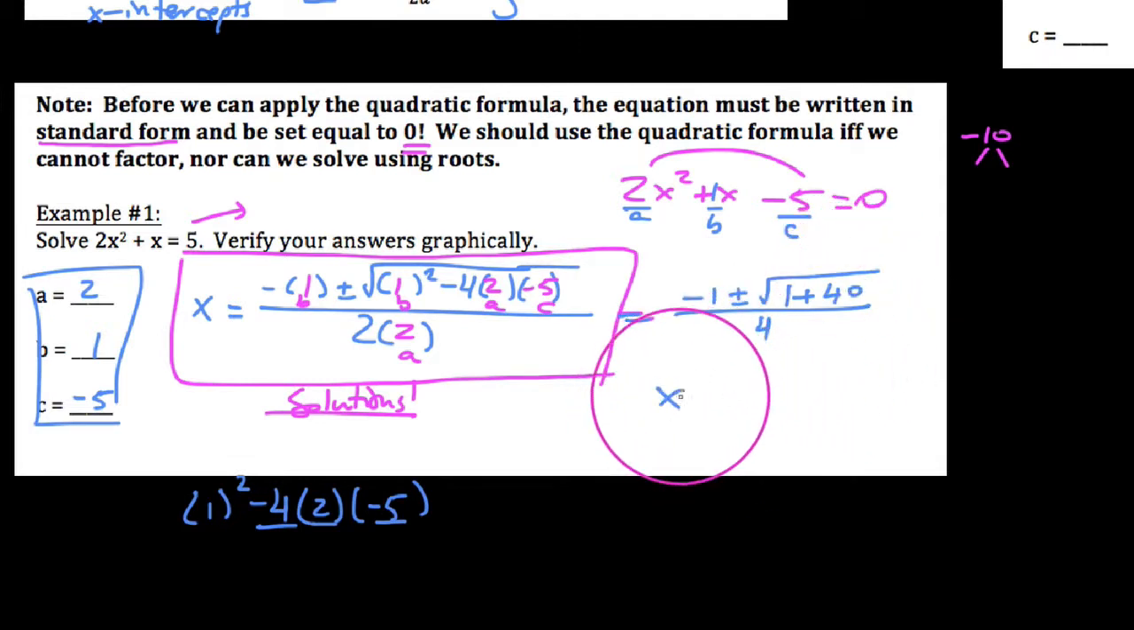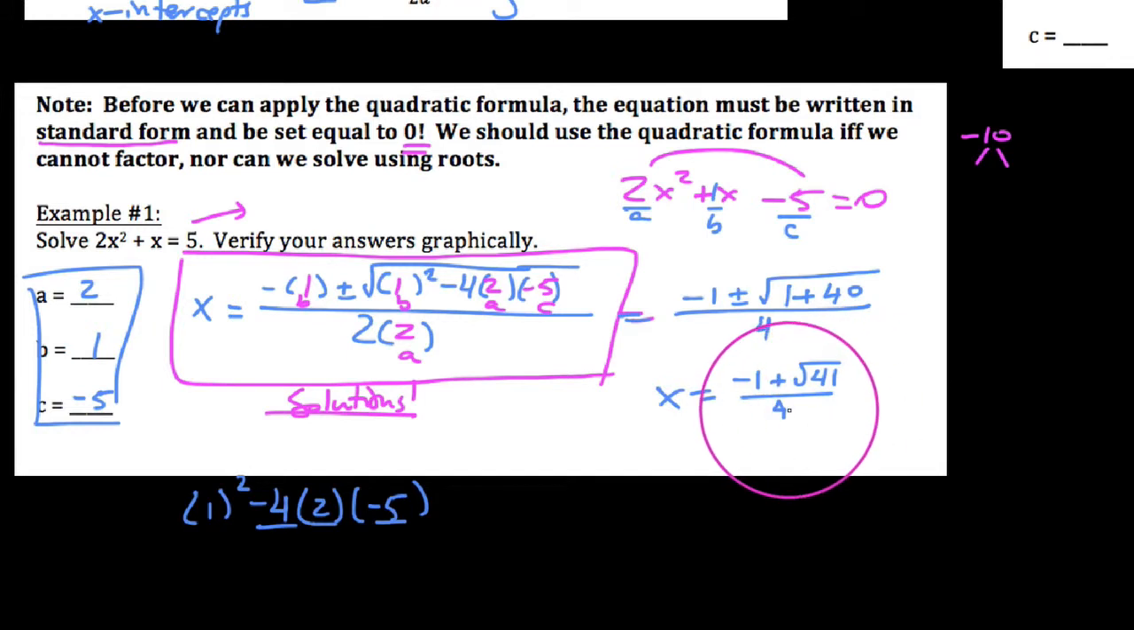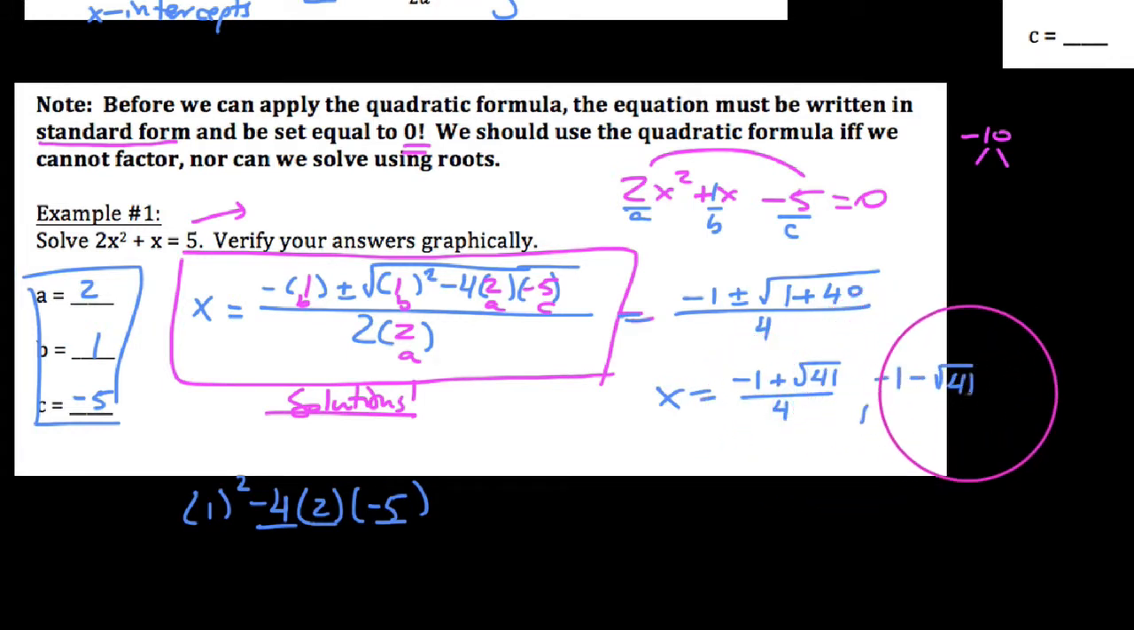So our two answers actually are these. We say negative 1 plus the square root of 41, all over 4. And we also get negative 1 minus the square root of 41, all over 4.